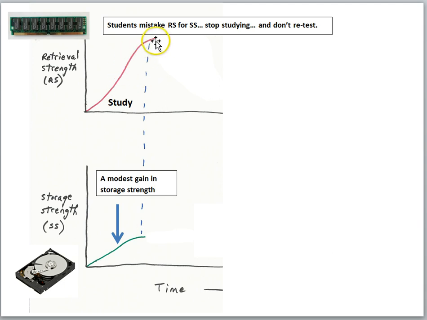But let's return to the study session itself. As the student is studying, they are going to be enjoying high retrieval strength for that information. Unfortunately, many students mistake high retrieval strength for high storage strength, and then they stop studying. And then they don't retest to see if they will remember it. So in other words, the students sort of think that they already know it.